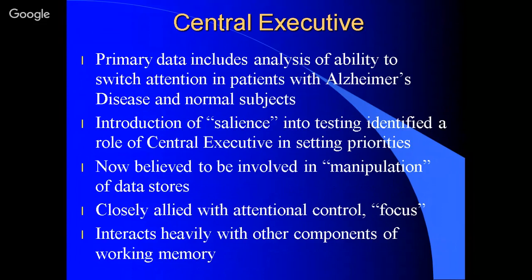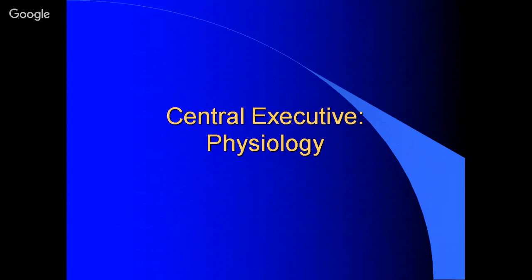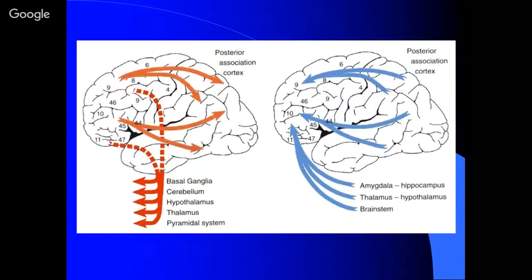And now the psychologists are way behind on this. They're getting, oh goodness, it's involved in manipulation of data. Yeah, hello, everything from the entire brain is feeding into that, no kidding, okay? It's closely allied with attention and focus, and it interacts heavily with all other components of working memory. And we say from the psychology point of view, we draw pictures like this, from the physiology point of view and neuroanatomic point of view. We say, yeah, no kidding.